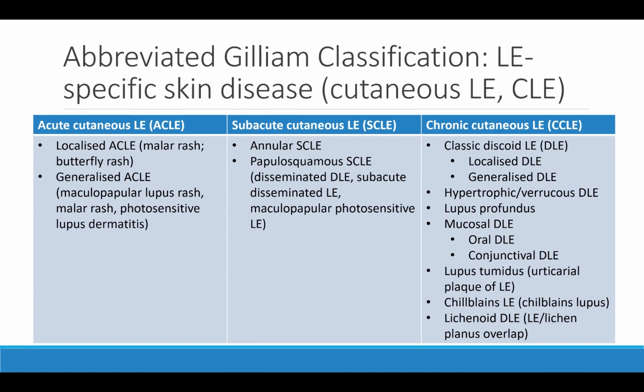Under chronic cutaneous lupus, you have the classic discoid LE or DLE. This can be localized or generalized. Next, you can also have hypertrophic or verrucous DLE, lupus profundus, mucosal DLE, whether oral or conjunctival, lupus tumidus, also known as urticaria plaque of LE, Chilblains LE, as well as lichenoid DLE, which is an LE lichen planus overlap.